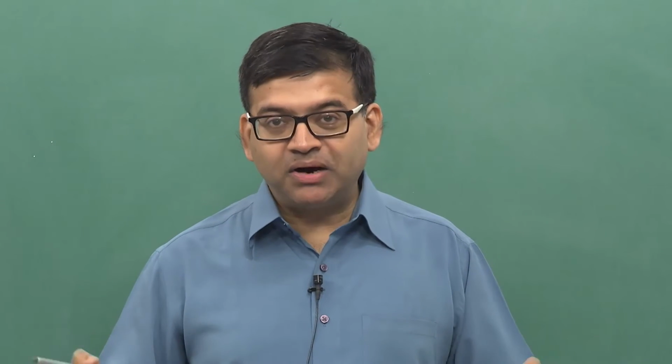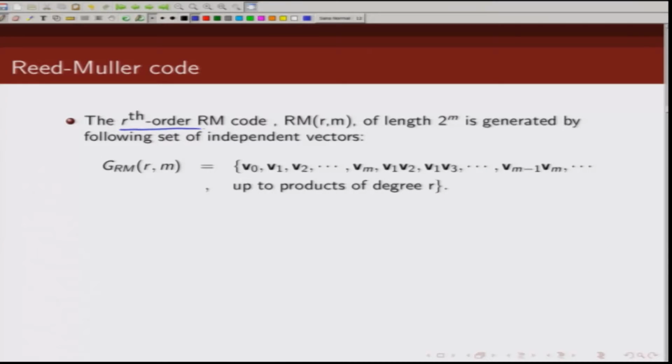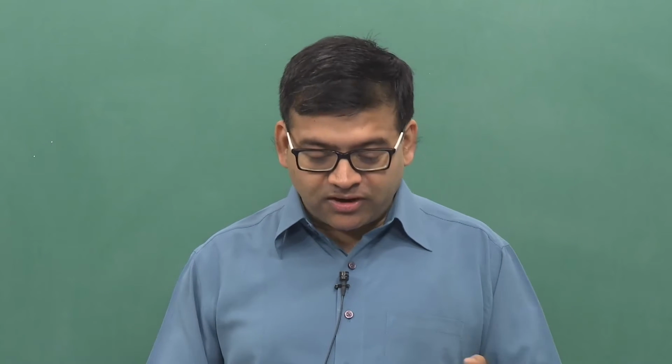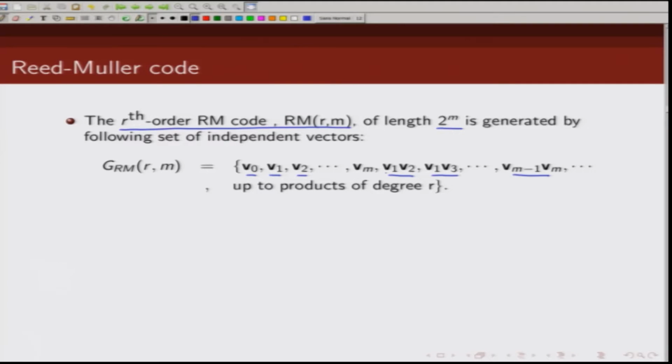So, now that we have defined these tuples Vi's and the Boolean product between them, we are ready to define the generator matrix for Reed-Muller code. So, an rth order Reed-Muller code which is of length 2 raised to power m can be generated by the set of independent vectors, where these vectors are V0, V1, V2, then Boolean product of second order which is V1 V2, V1 V3, these are all second order products, then we will have third order product, fourth order product depending on what the r is.